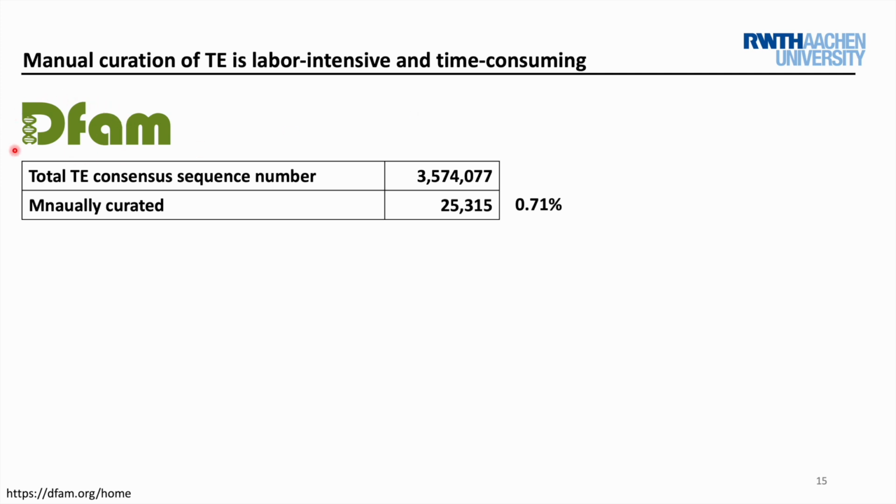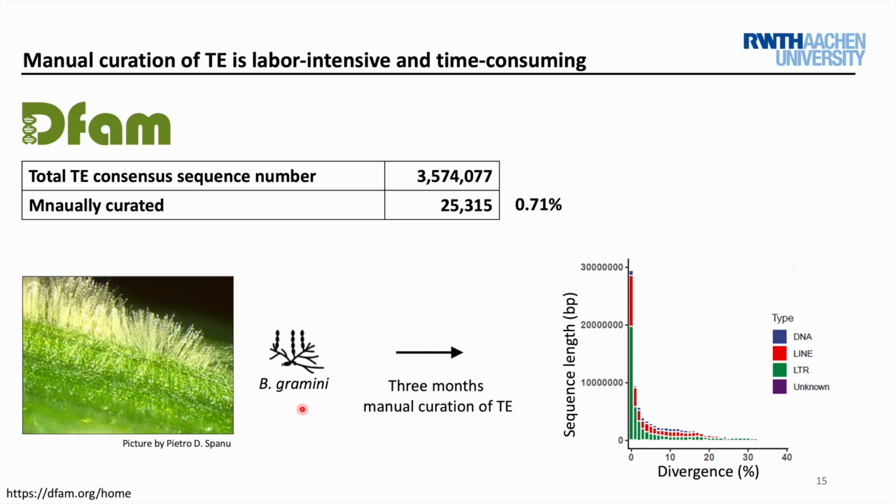For example, in the Dfam database, currently around 0.7% of the sequences are manually curated. I also did manual curation by myself before the development of TEtrimmer. I did it on a relatively small fungal genome, but I spent 3 months on that. Actually, this is the reason why I wanted to develop software to automate this process.